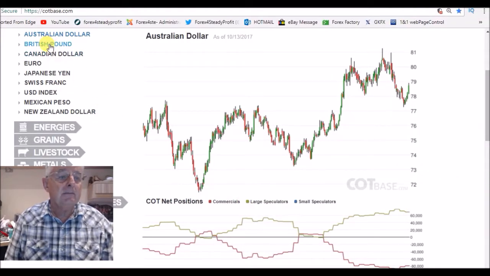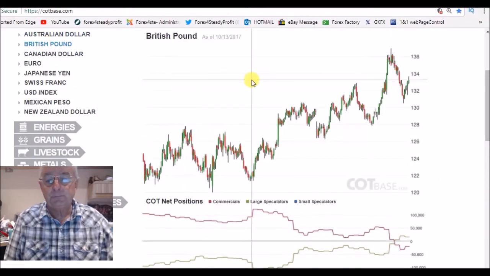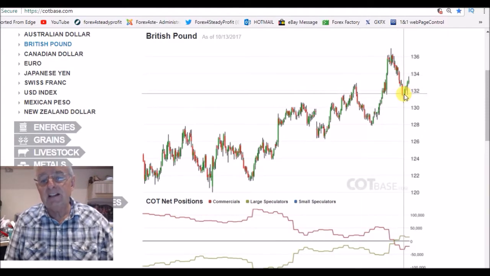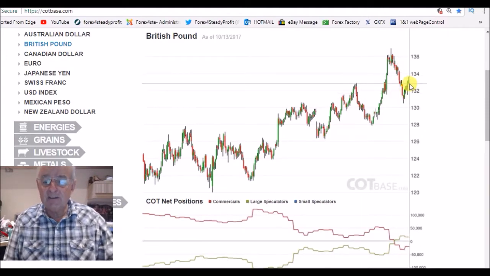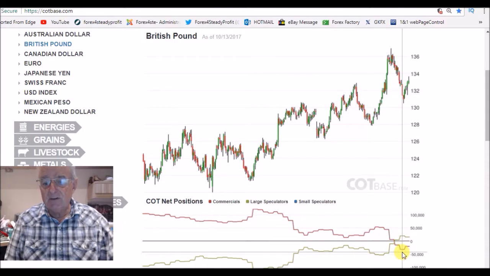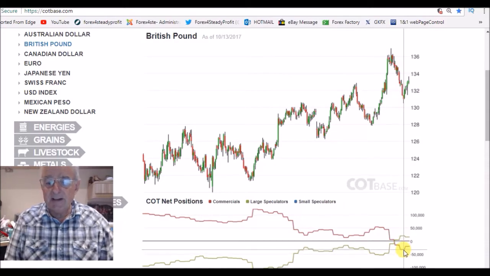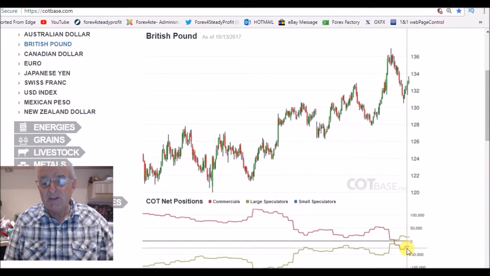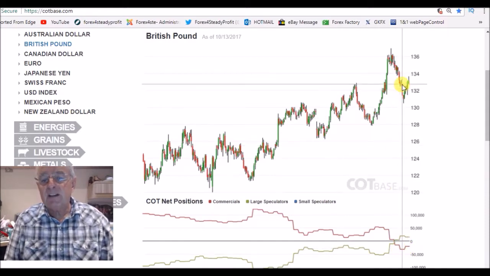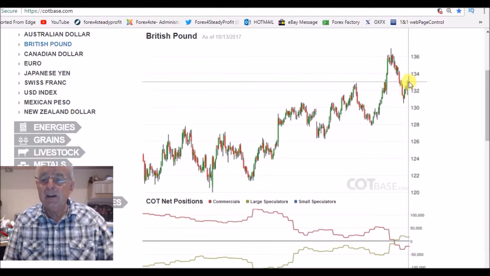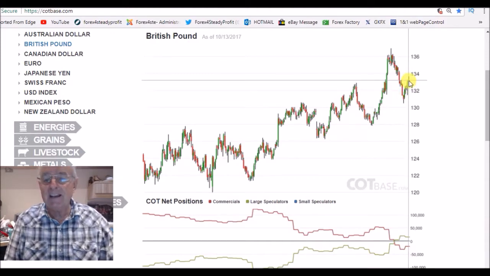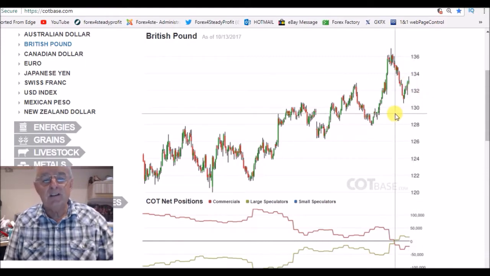British pound, again, we've had a little bit of a pullback over the last few days, and we do see that the commitment of traders have actually gone not so bearish as they were. We're expecting this to continue down. It's had a little bit of a pullback, expecting that to fade and for it to continue back down.